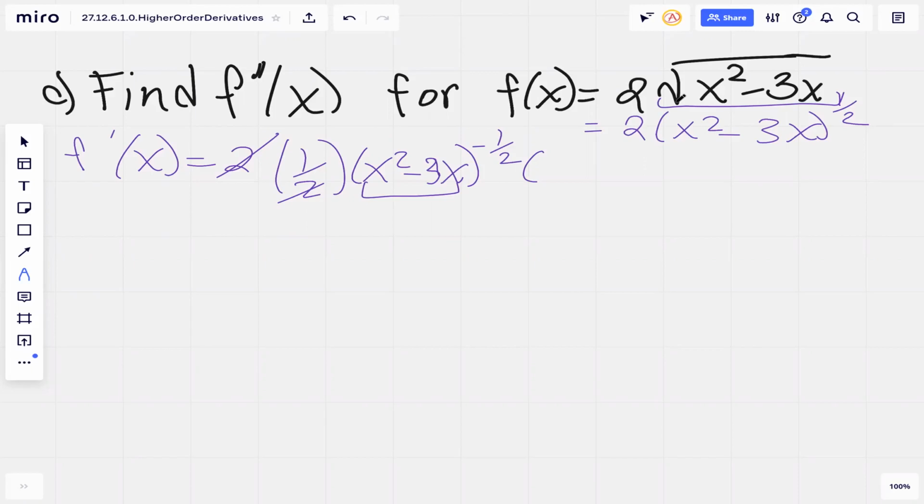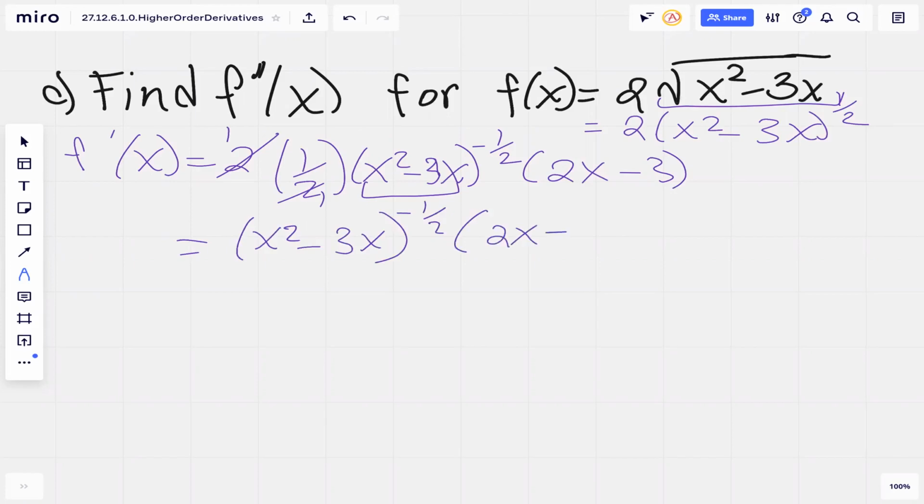So what's under the square root? That derivative is 2x minus 3. Okay, so let's simplify that again. Our 2's cancel out. And we have x squared minus 3x raised to the power negative 1/2 times 2x minus 3. Okay, that looks good. Now let's take the second derivative.